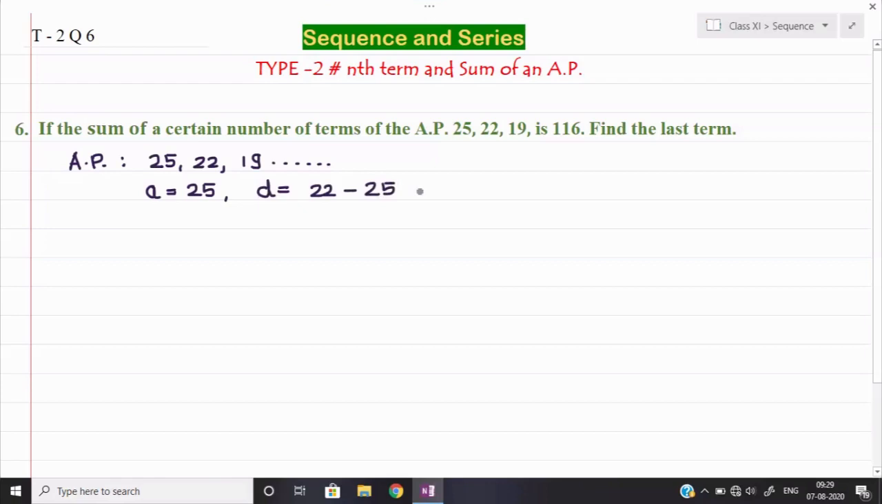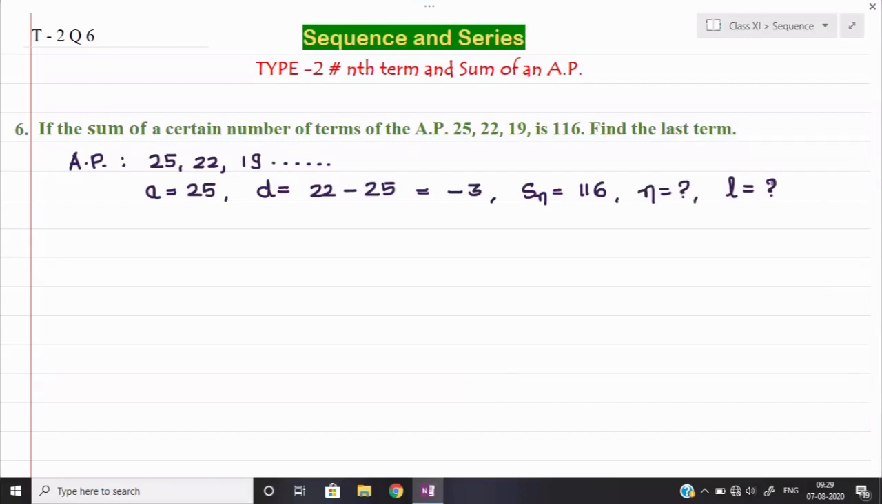So this will be equal to minus 3, and the value of Sn, the sum of n terms, is given here as 116. We don't know the value of n and we don't know the value of the last term. That is only required in the question. In place of last term, you can use the symbol an also. Now let us see how to find it.